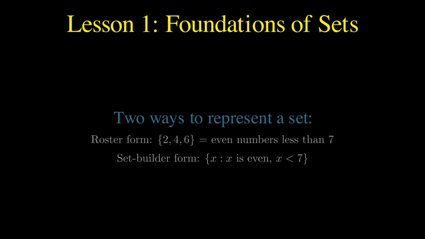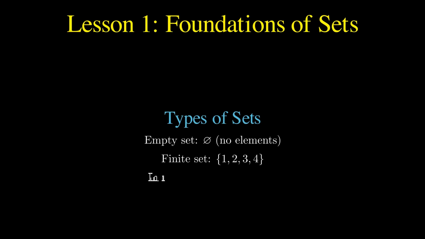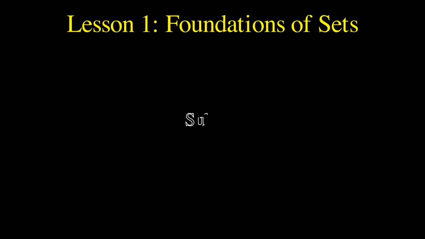Now let's talk about types of sets. An empty set has no element at all, and we write it as the symbol phi. A finite set has a fixed number of elements like {1, 2, 3, 4}. And an infinite set goes on forever like {1, 2, 3, 4, 5, 6, ...} till infinity. So that's an infinite set. These three categories cover all possible sets.